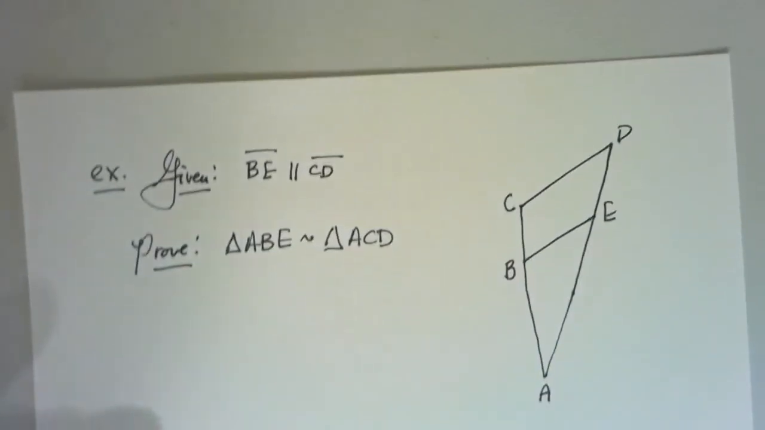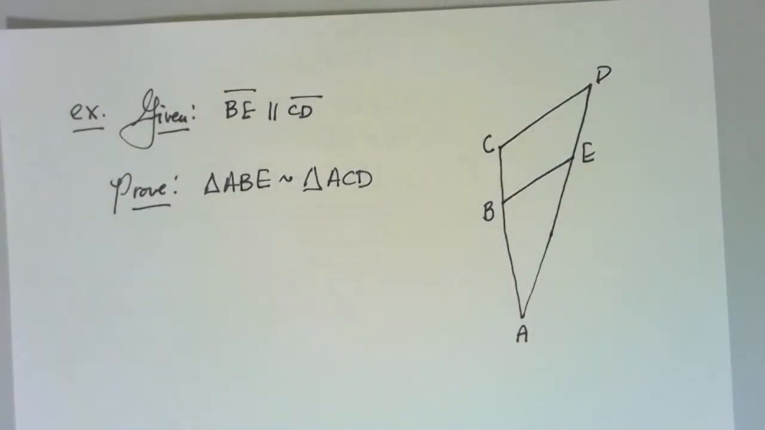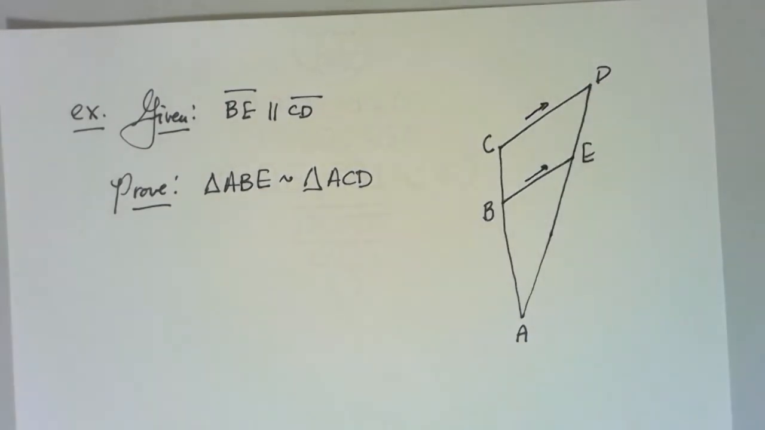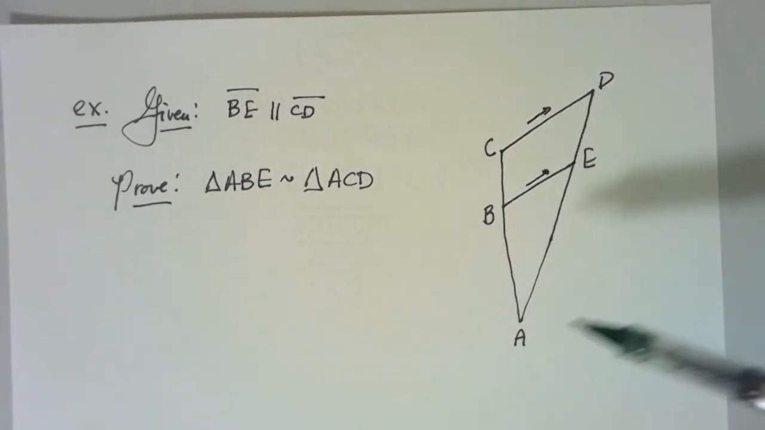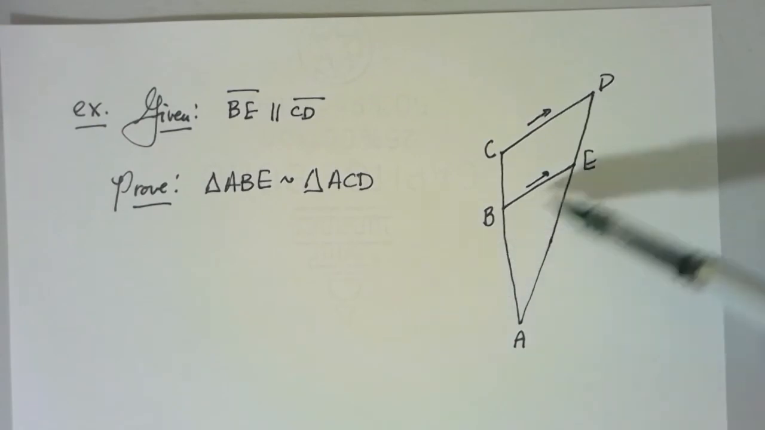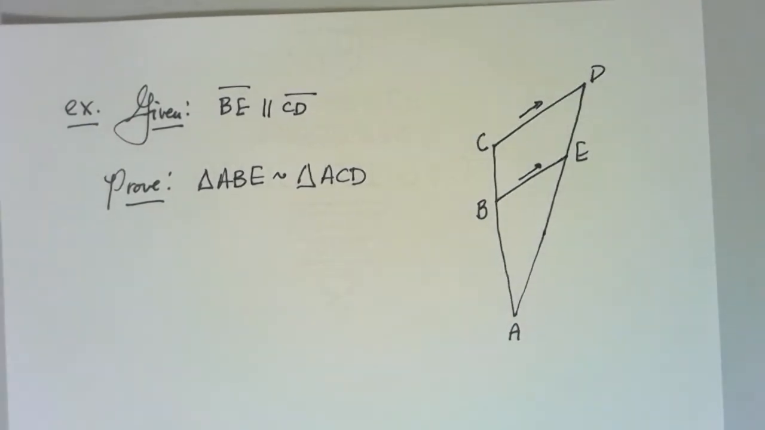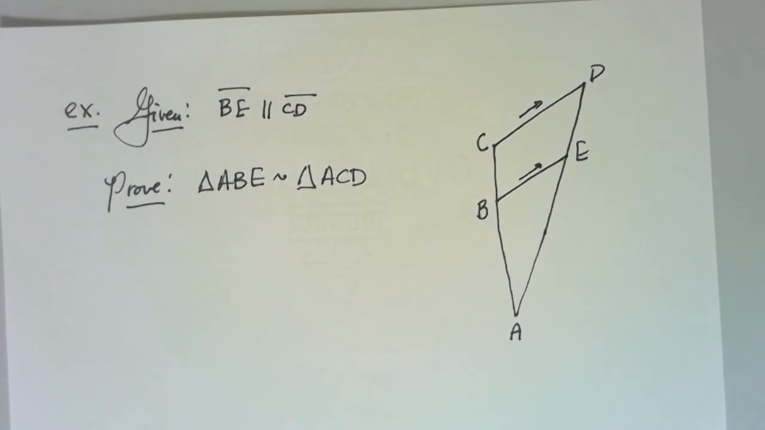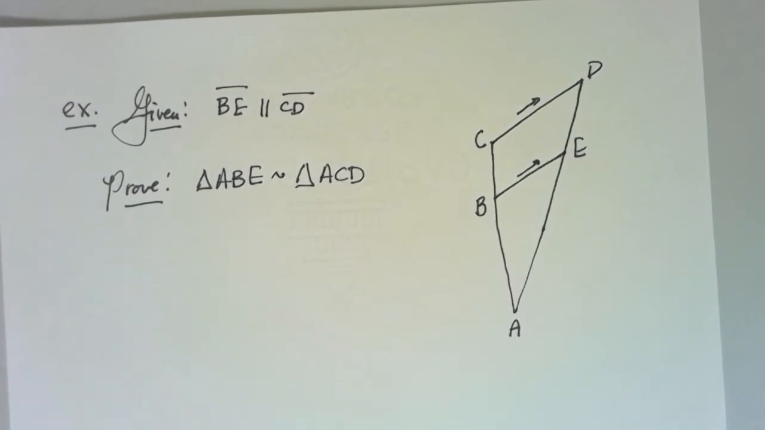Let me do a couple of examples. Here's my first example. So I'm given BE is parallel to CD. That's my only given. I want to prove the two triangles in this picture are similar: triangle ABE, the smaller one, and triangle ACD, the larger one. So I need two pairs of congruent angles. There are three pairs we could get fairly quickly. I'm going to show you one possible way to do this.